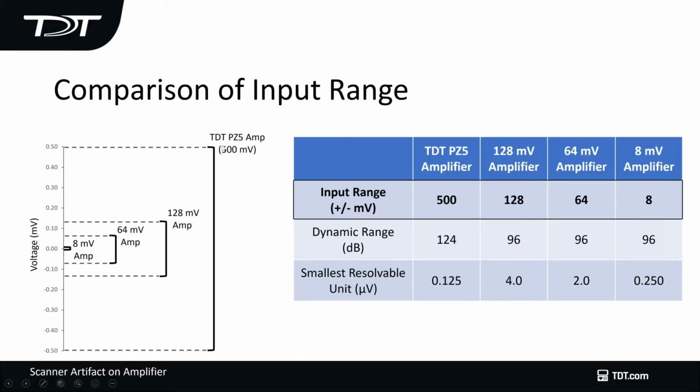So you can see here, this is a 500 millivolt range. It's basically three times that of the 128 millivolt range, over 4 times that of the 64, and close to 50 times that of the 8 millivolt range.